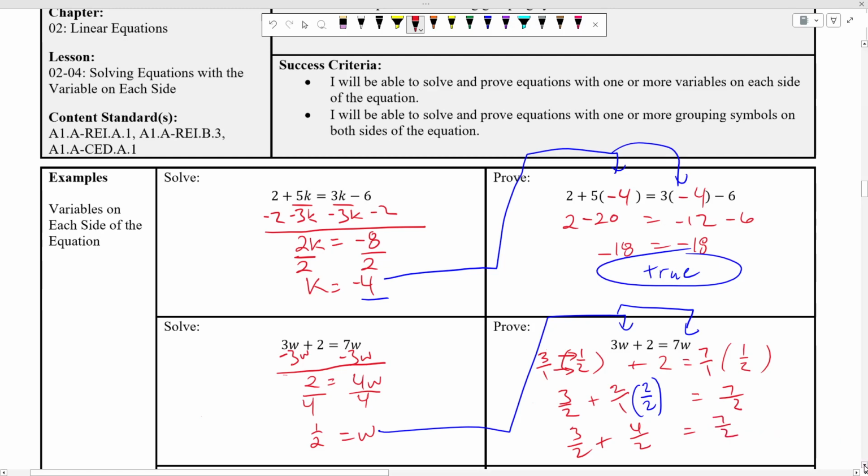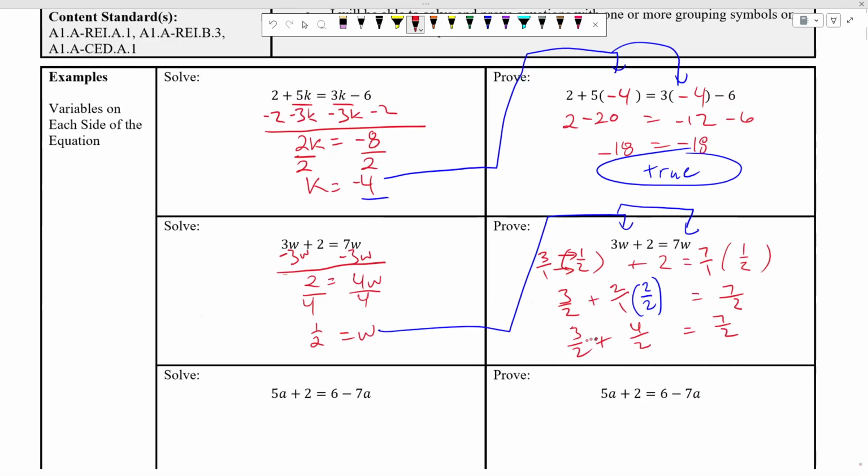And so let's think about this here for a second. 3 halves plus 4 halves equals 7 halves. Well, 3 plus 4 is 7 halves equals 7 halves. And indeed, that is true. That's true, guys. When I substituted 1/2 in for W, it resulted in a statement of truth. Therefore, I know W was correct.